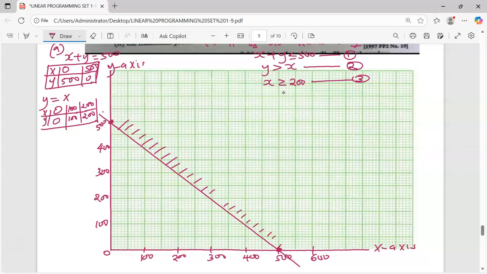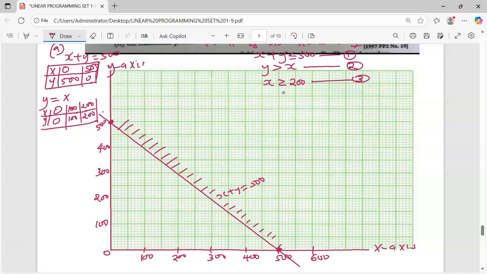Do not forget to label this line y plus x is equal to 500. Then we go to the second one, where we have y is greater than x.